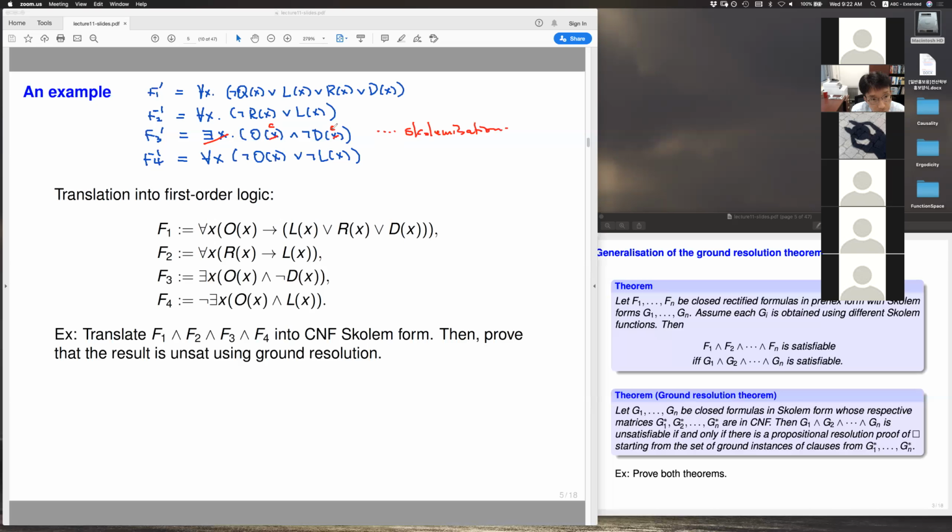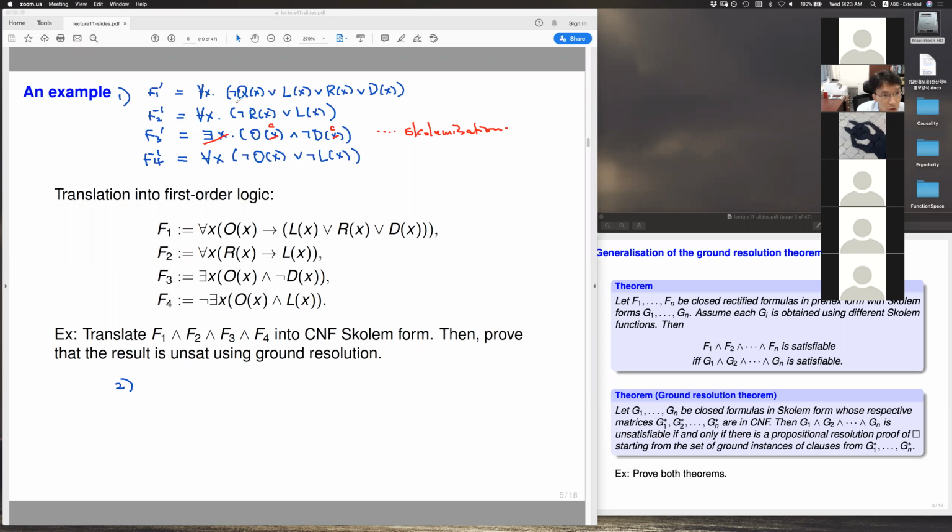And then for the others, they are already in Skolem form. There's nothing to be done. Now for the next step, step 2, we're going to apply the ground resolution. Which means that we're going to instantiate the universal quantification in F1 prime, F2 prime, F4 prime in any way we like, such that from the obtained collection of clauses, we can derive a contradiction using the resolution calculus.